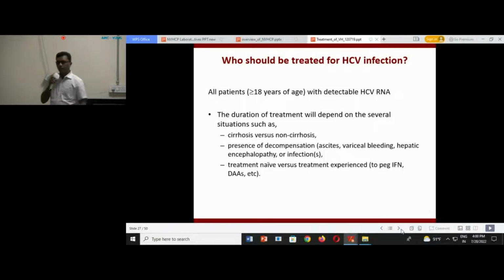And then regarding the duration of treatment, how much to give, that depends on the liver condition. Either the patient has cirrhosis or is non-cirrhotic in the chronic hepatitis stage, and then the presence of decompensation, and then whether we are treating an already treated patient, that means the patient has been treated previously with interferons or other antiviral drugs, then we have to be careful in selecting the drugs. So these are the 3 parameters on which the duration and the selection of drug depend.